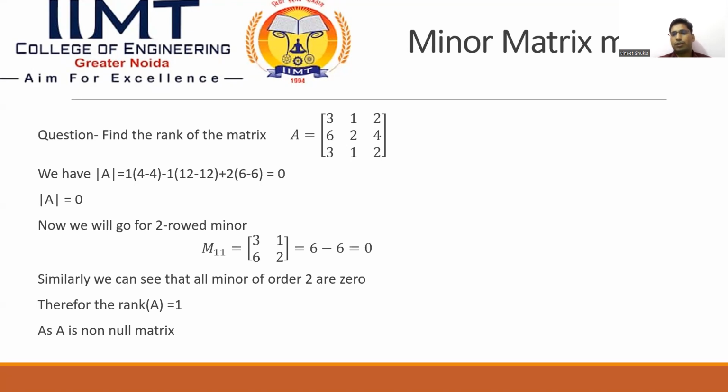Now we will go for the minors of order 2. We find that M11 is equal to 3 1 6 2, and the determinant of the minor M11 is also 0. Similarly, we can see that all minors of order 2 are also 0. Therefore, we will go for the minor of order 1, and the rank of A will be 1, because A is a non-zero matrix, that is a non-null matrix, and we know that the rank of a non-zero matrix is greater than or equal to 1.